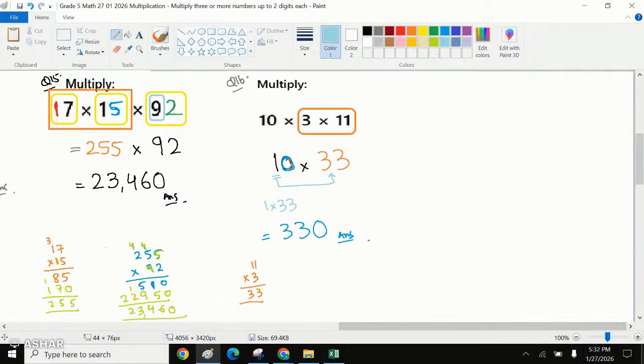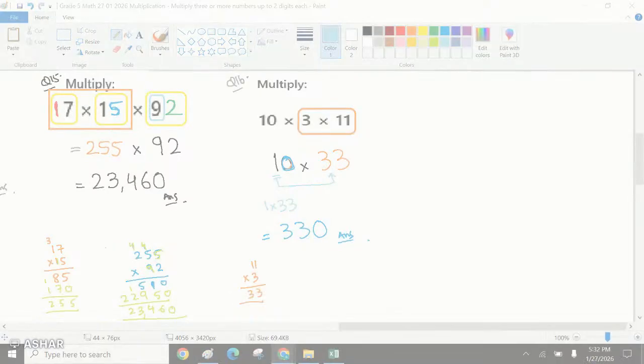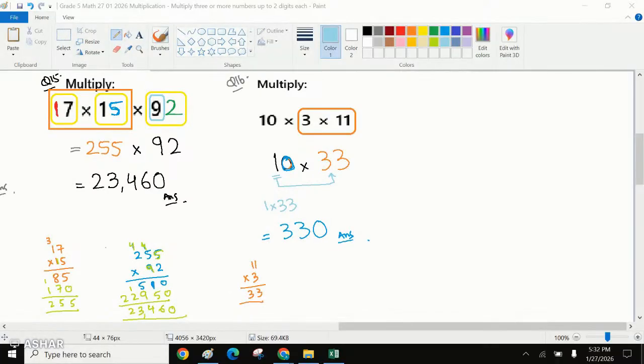Okay, let's do one more question, then we will do the test, okay. The next question says multiply 12 multiplied by 6 multiplied by 11.